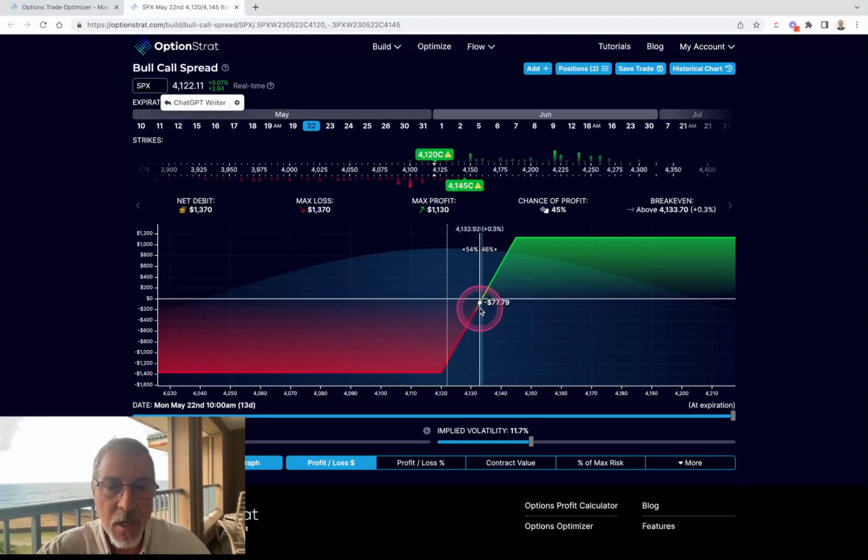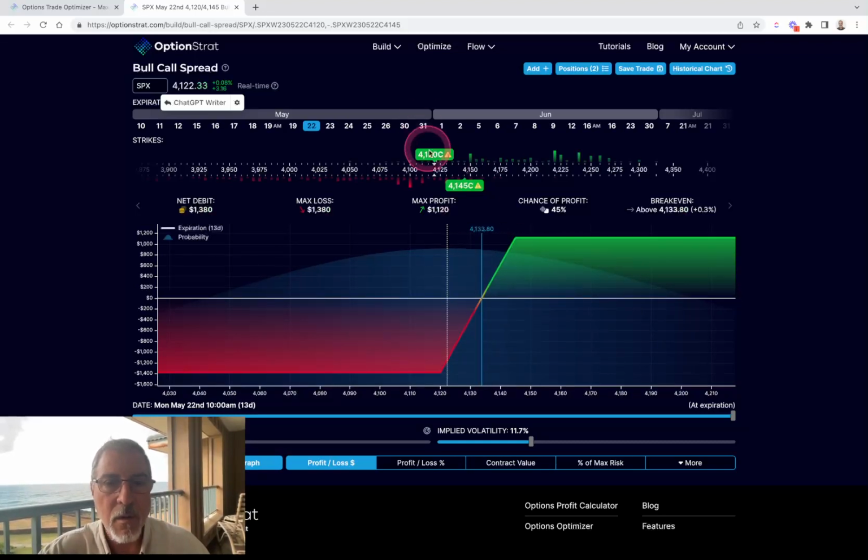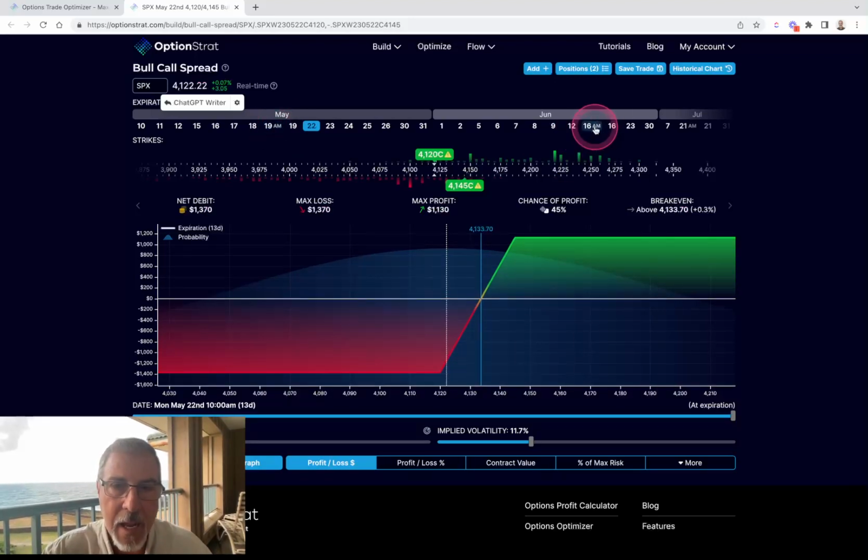So what we can do here, this is our market right now. If we think we might go up from here, well, this trade is probably really good just the way it is right now. Now, I am going to go here to June 16th. I'm going to go to the AM expirations.